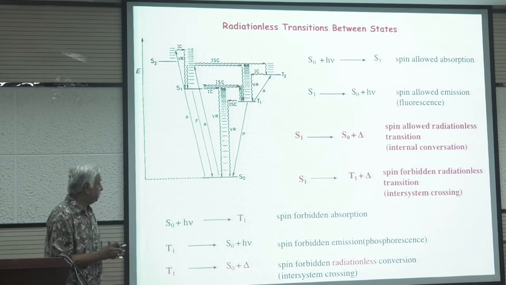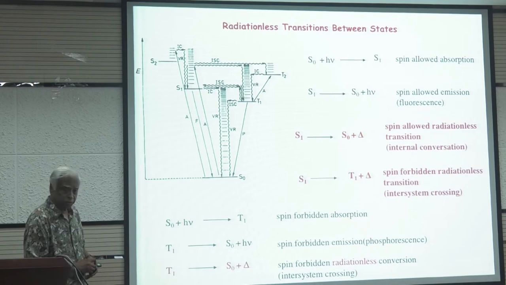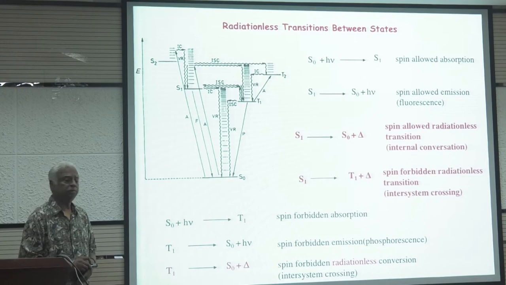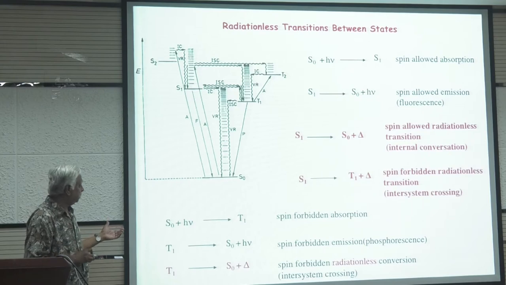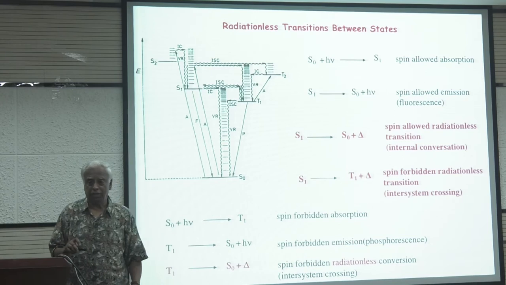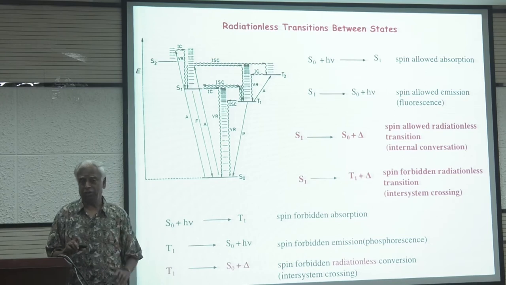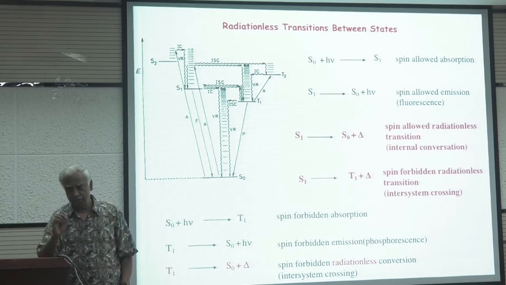And also, after it goes to T1, it can come back to S0, either by emitting light or by giving out heat. Okay? On this one, you tell me 1, 2, 3, 4, 5, 6, 7. Which ones are radiative processes? Radiative means light is involved. Which ones involve light?